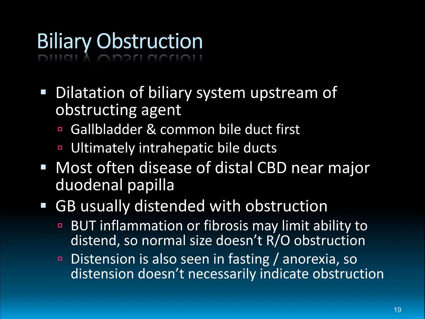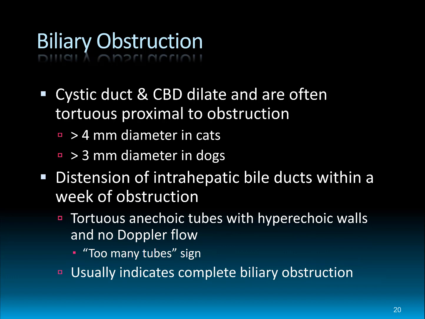And on the flip side, a distended gallbladder doesn't mean it is obstructed because, again, remember, a fasted animal or anorexic animal may have a pretty big gallbladder. Cystic duct, common bile duct are bigger than those normal values that I had a few slides ago, so greater than 4 millimeters in a cat, greater than 3 in a dog.